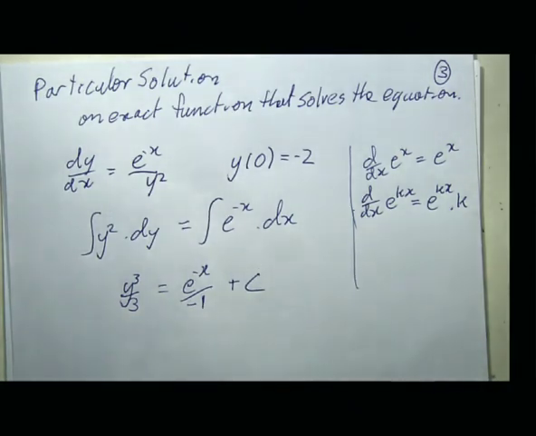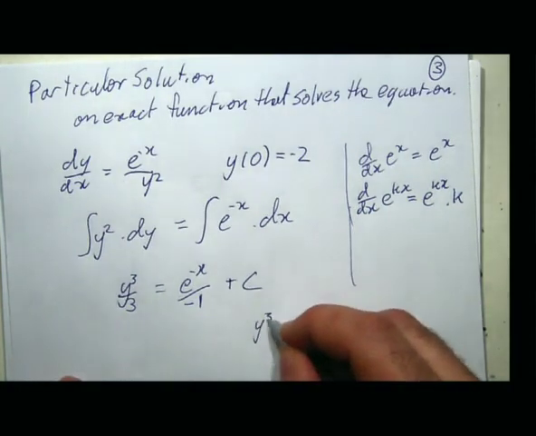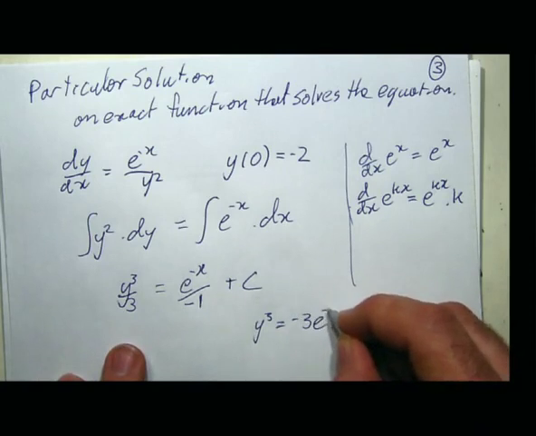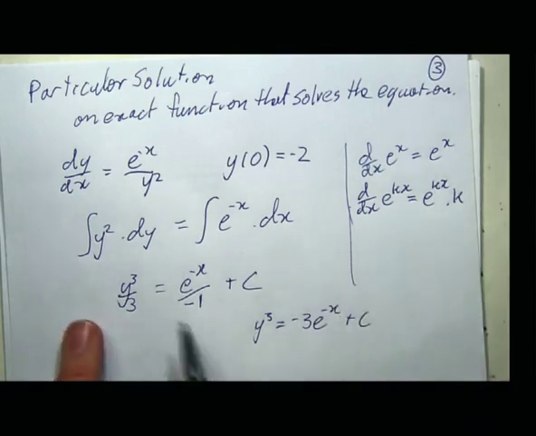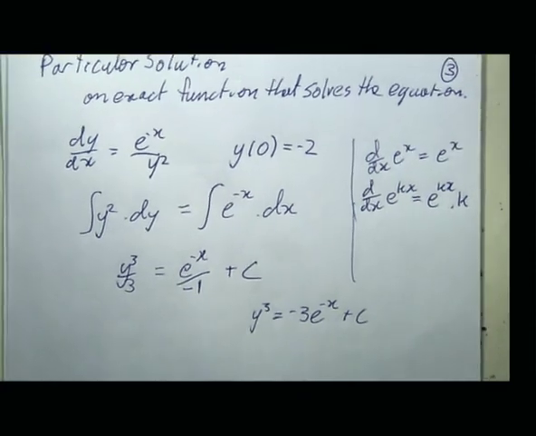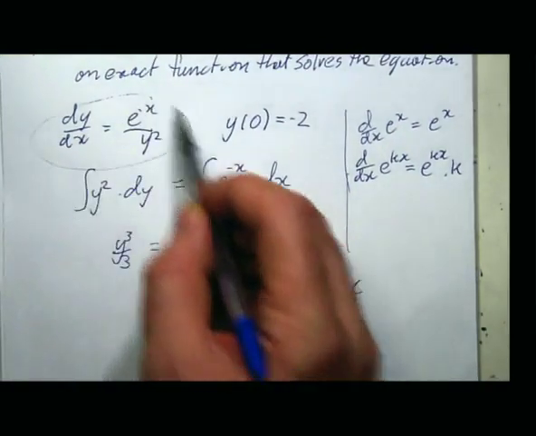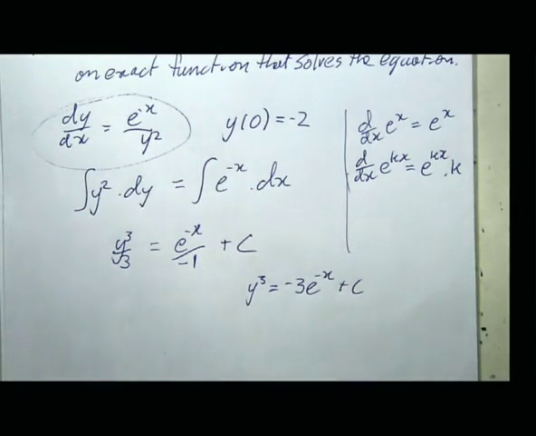Possibly I'd go a little bit further and say y cubed is equal to minus 3e to the minus x plus c. You notice when I multiply through by 3, I didn't actually change the c. I just left it as c, because we're not bothering about tracking that. There's no point in spending the time and energy following what's happening. So far we've used this piece of information. We now need to use this piece of information so that we can get our solution.